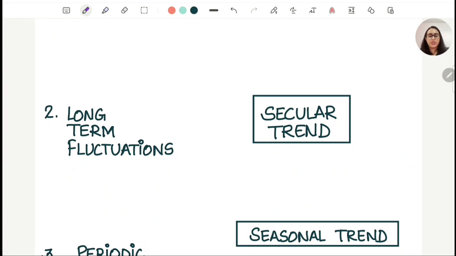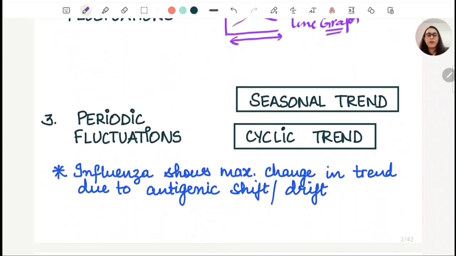Long-term fluctuation is when the disease occurs over a long duration of time, and secular trends are the trends in the occurrence of disease over a period of time. How is the disease occurring over a period of time? If this is a graph, this is taken for the time duration, so it is depicted via a line graph. So secular trends are the trends of the occurrence of a disease over a long period of time, several years or decades. Periodic fluctuation means the disease is occurring at a certain period. Seasonal trends are the disease occurring in a particular season. Cyclic trends are fluctuations that occur every few years.